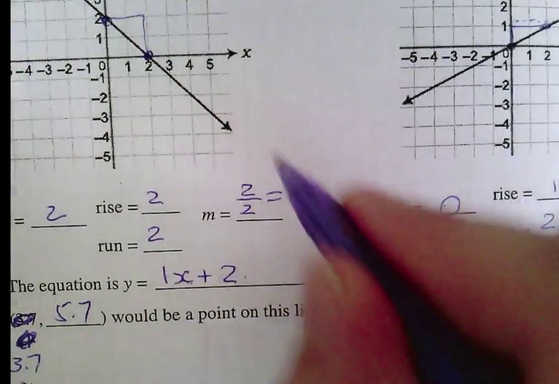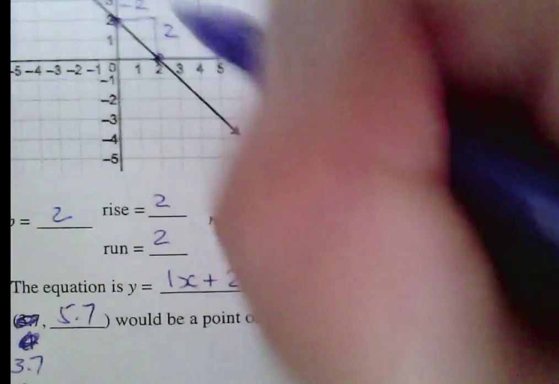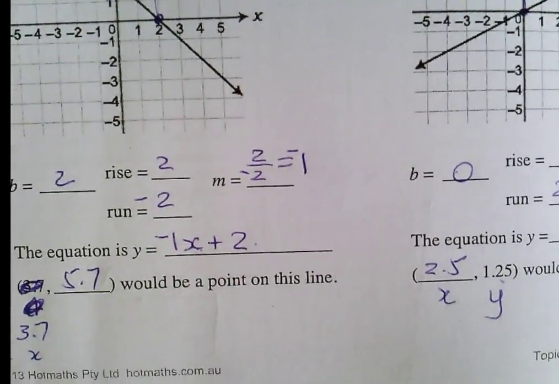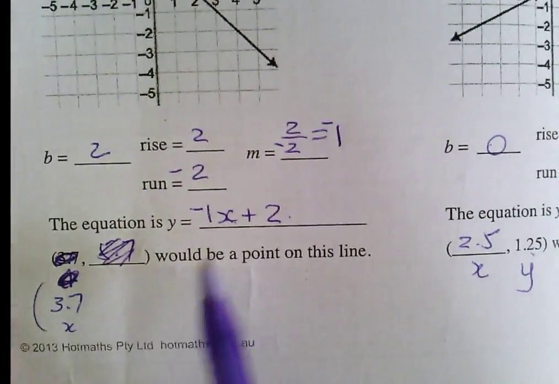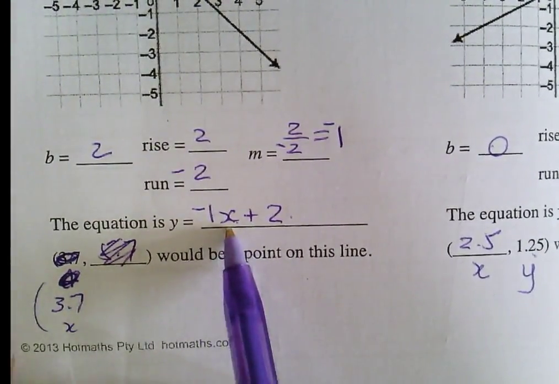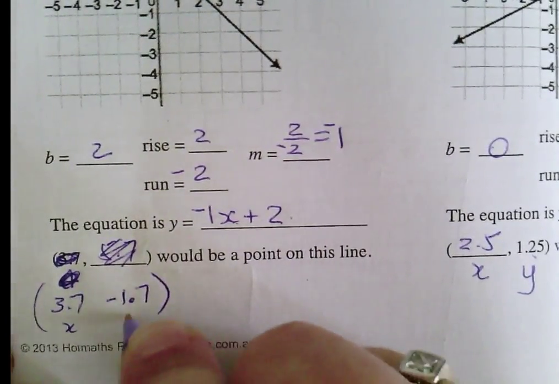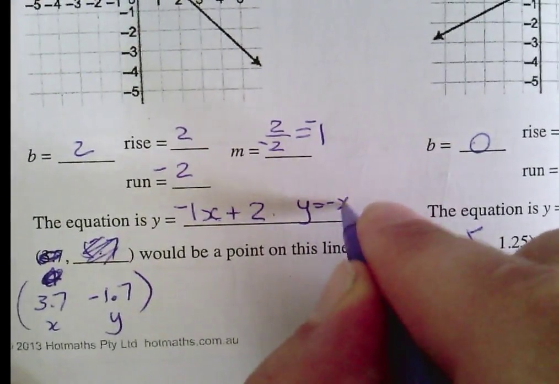So let's have a look. Oh, I've made a mistake. Thank you very much. 2 over negative 2. 2 over negative 2 is negative 1. So it's negative 1x plus 2. So I made a mistake. What's negative 3.7 plus 2? I think it's negative 1.7. Sorry, girls. So it's y equals negative x plus 2.